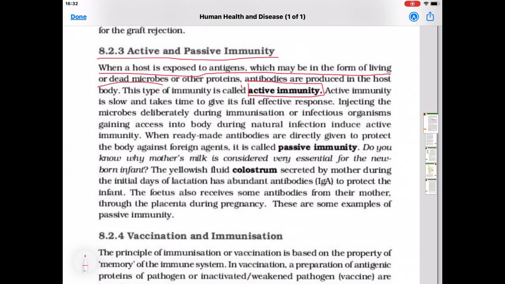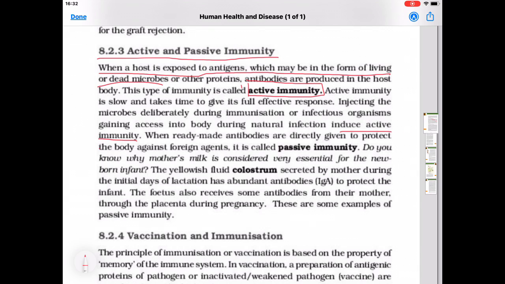Active immunity is slow and takes time to give its full effect. Injecting the microbes deliberately during immunization, or infectious organisms gaining access into the body during natural infection, induce active immunity. By immunization or when we encounter the pathogens, we can get active immunity.